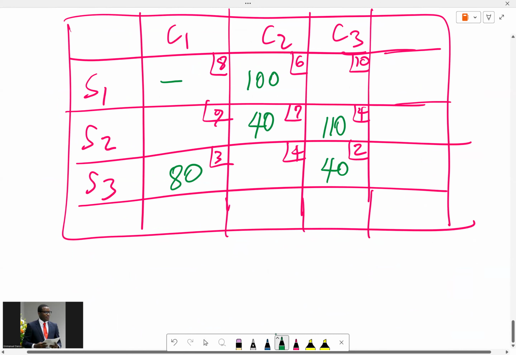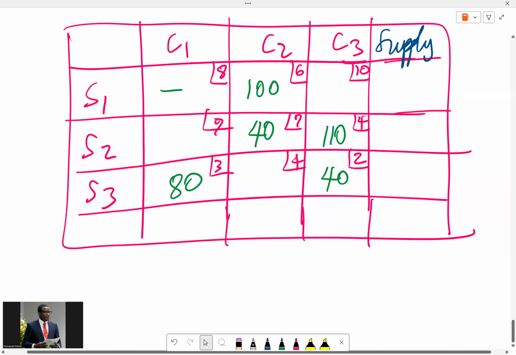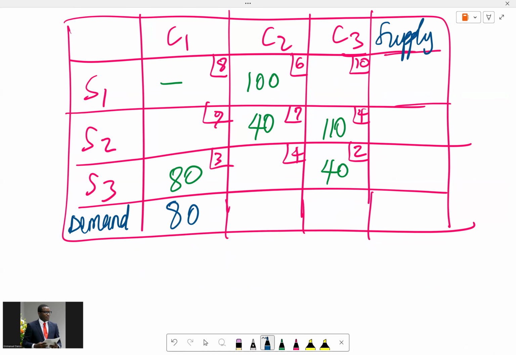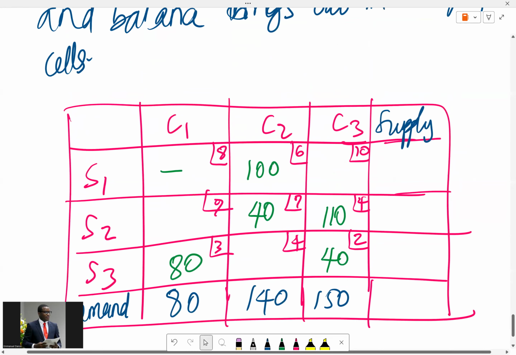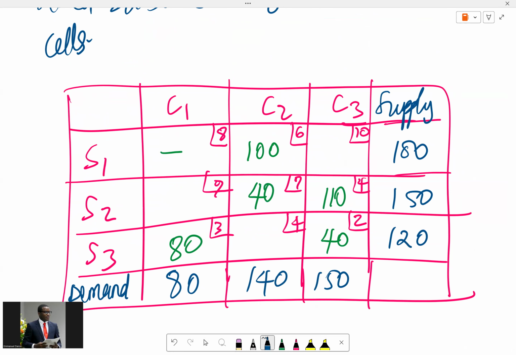Now, how do you know if you are still in order? You have to check to see if the supply and demand, the supplies down the columns and demands across the rows, are still in order. This is still 80, this is 140, this is 150, which is what we started with. For the supply, this is still 100, this is 150, and this is 120. So we're in good shape.